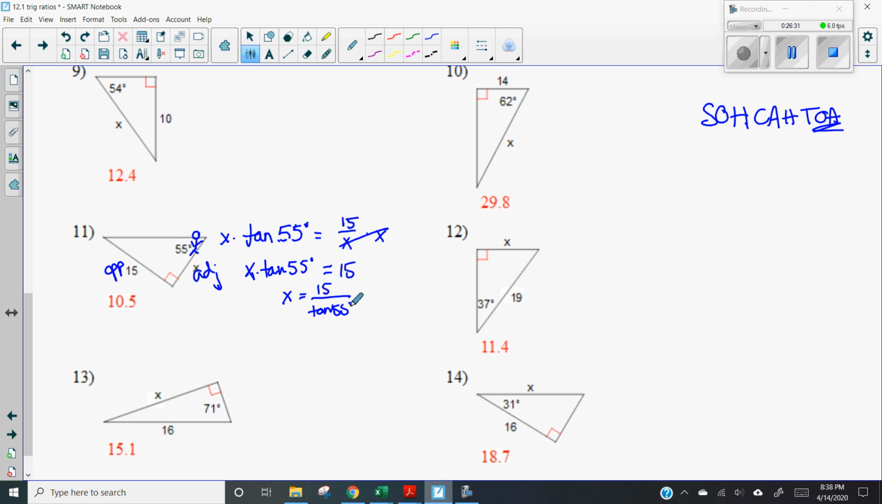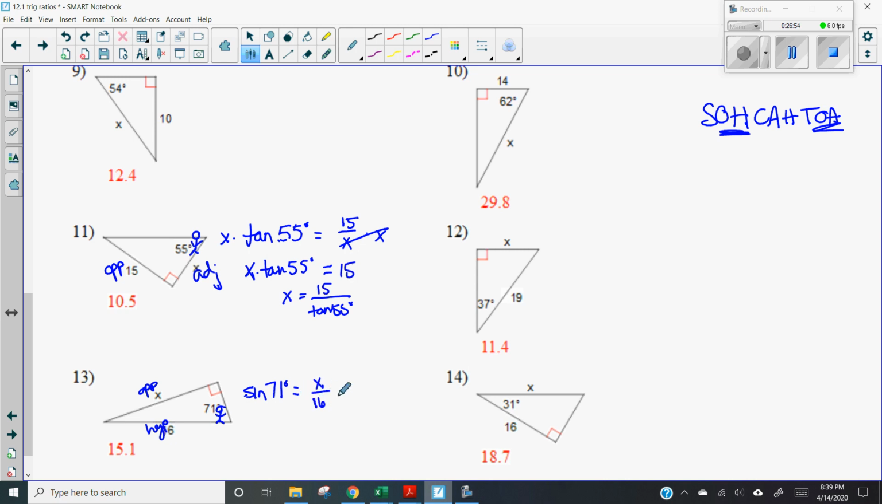Okay, let me pick one more here with you that's not tangent. How about 13? We're going to stand in the 71 degree angle. We've got opposite and hypotenuse. That means if I'm looking at SOHCAHTOA, I'm going to choose sine this time. So sine of my angle is equal to x over 16.